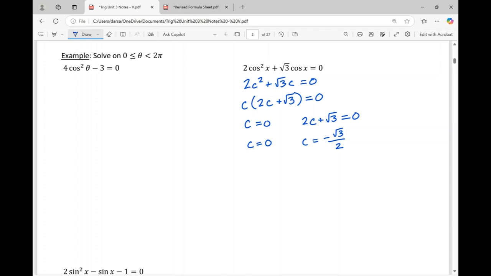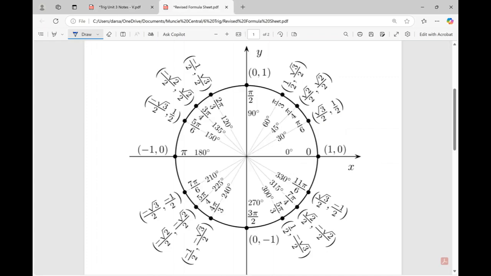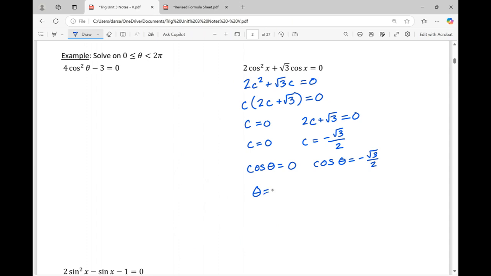But remember, this wasn't a c at the very beginning. This is a cosine. So we actually have 2 equations to solve here. Cosine of theta is equal to 0, and cosine of theta is negative square root of 3 over 2. Now we can go to our unit circle and ask ourselves, where is the cosine 0? Well, cosine is the x value, that's going to happen at pi over 2 and 3 pi over 2. So the answer to this first part is theta is equal to pi over 2 and 3 pi over 2.